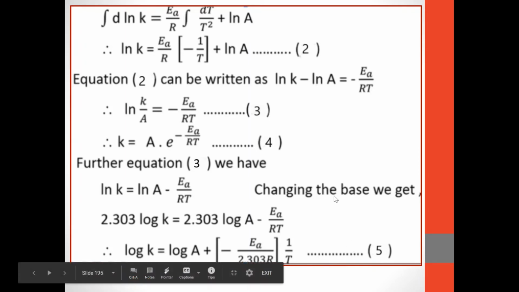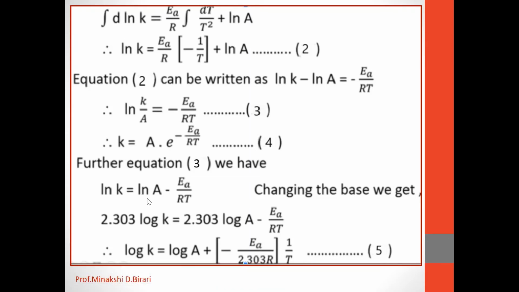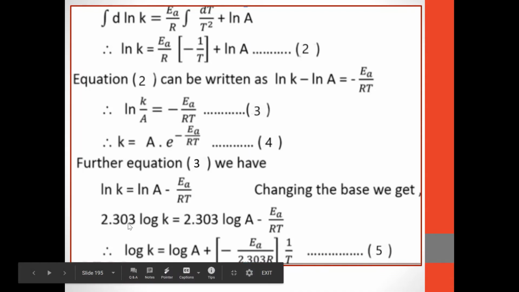So if we change the base, we have to put here 2.303 log k. This ln A is the log to the base e and it is log to the base 10. So we have 2.303 log k is equal to 2.303 log A minus EA upon RT. Therefore, log k is equal to log A plus, in bracket, minus EA upon 2.303 R into 1 upon T.